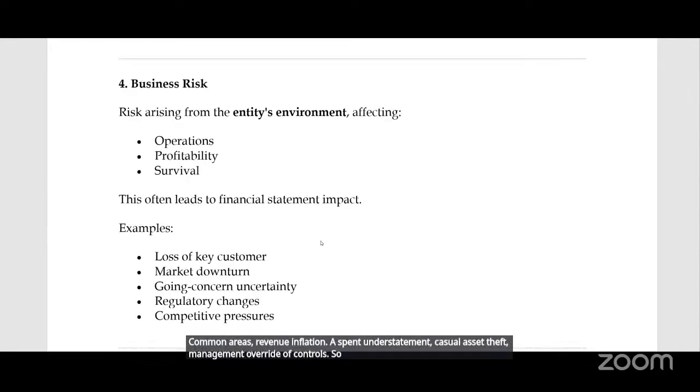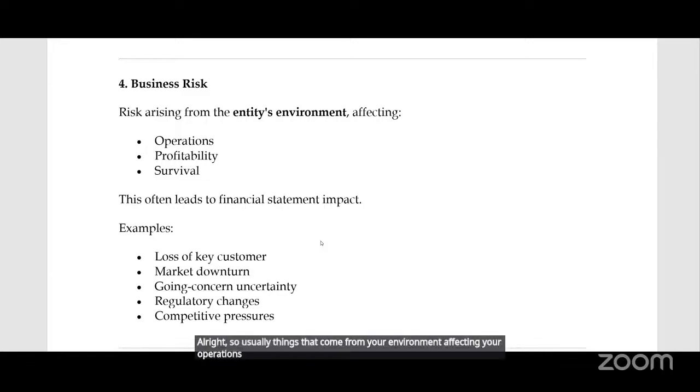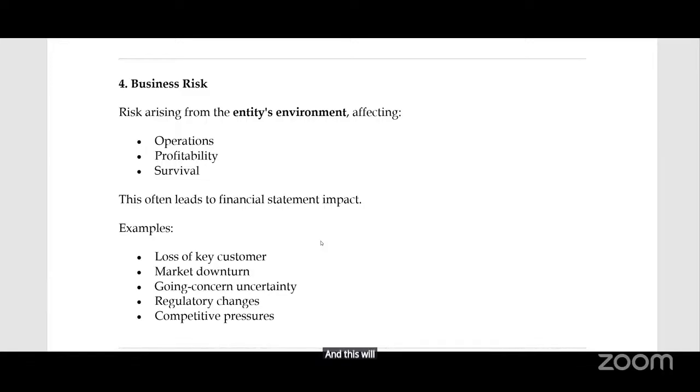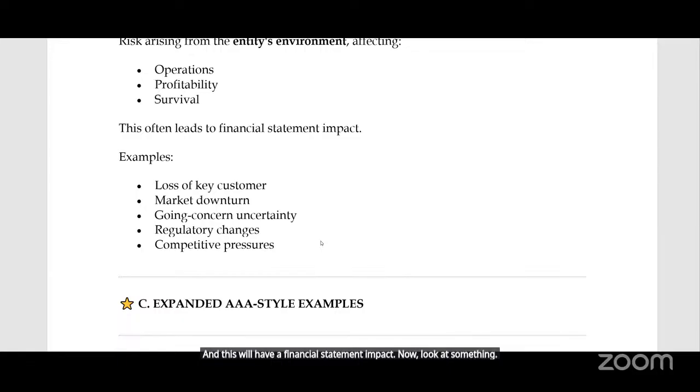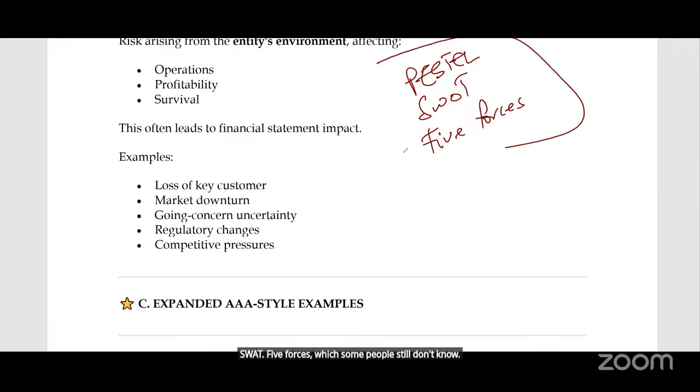So when it comes to business risks, are you getting it? The risk that you are not going to achieve your objectives. Usually things that come from your environment affecting your operations, profitability, survival. And this will have a financial statement impact. Now look at something. You can always use PESTLE, SWOT, 5 forces, which some people still don't know they can use to identify business risks from advanced audit. Yes, you can. So if you know how to use PESTLE, SWOT, 5 forces, you can use them.